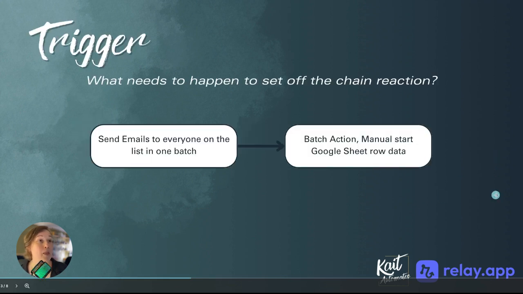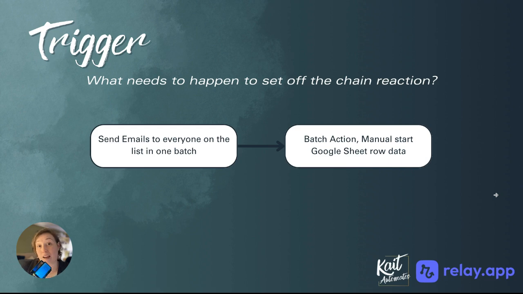The very first thing in automation that we need to consider is the trigger. If you're not familiar with automation, think of the trigger as what needs to happen in order to set off the chain reaction of events that you are trying to accomplish. So this could be some sort of email that you receive. It could be on a particular date and time if you wanted.